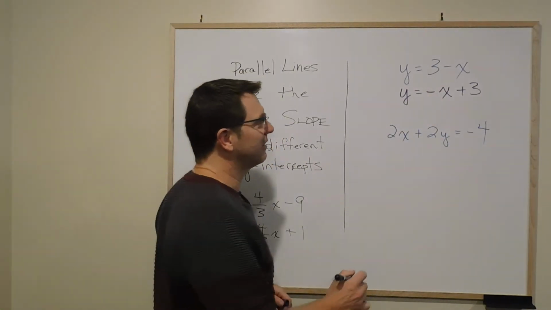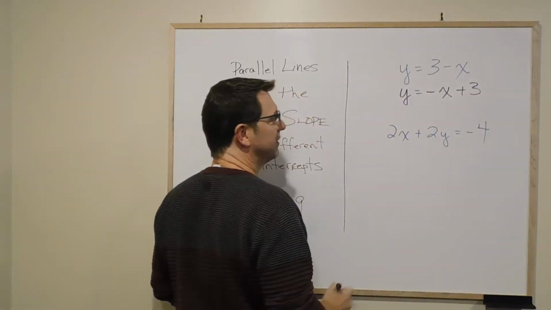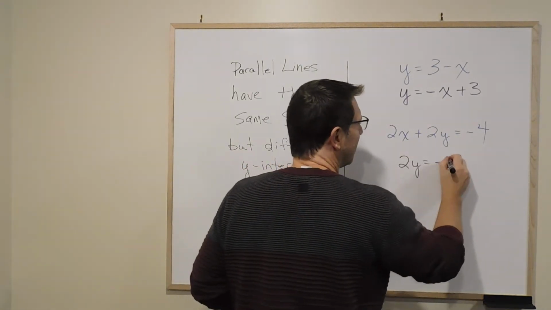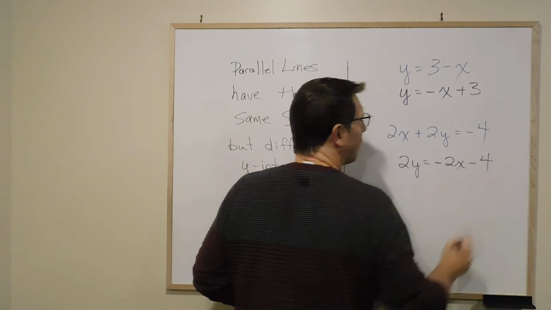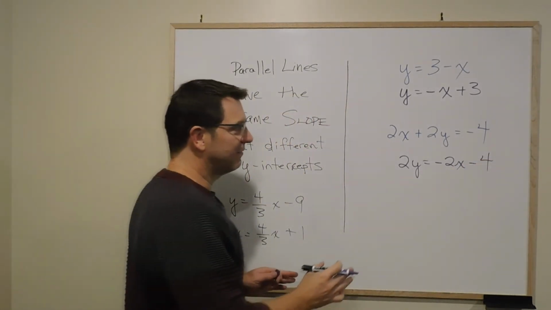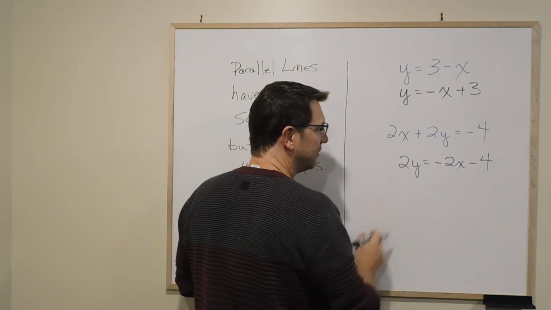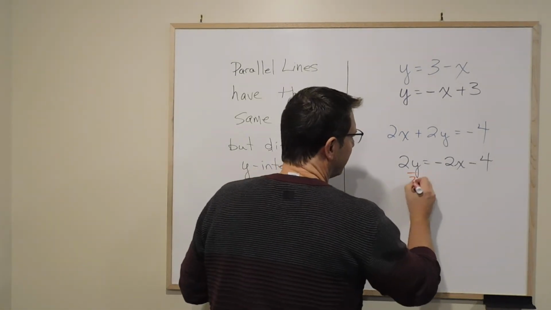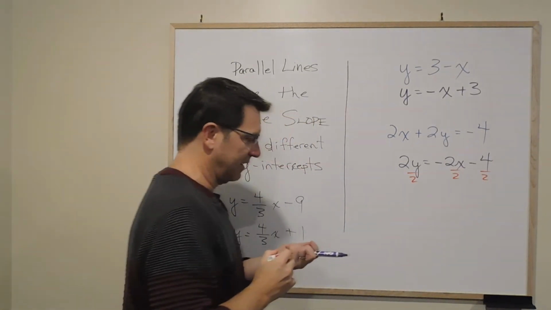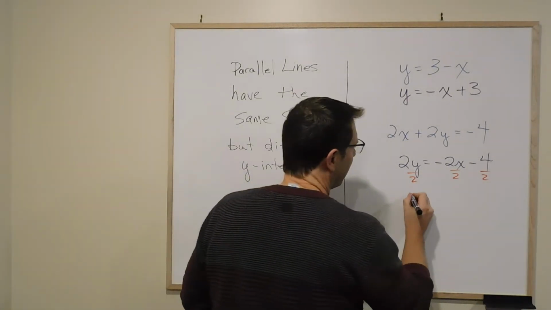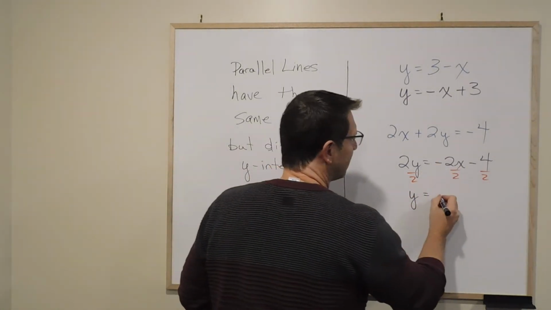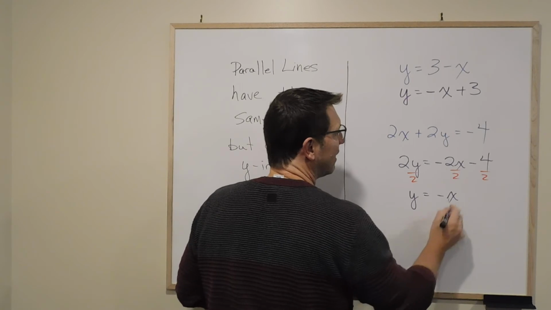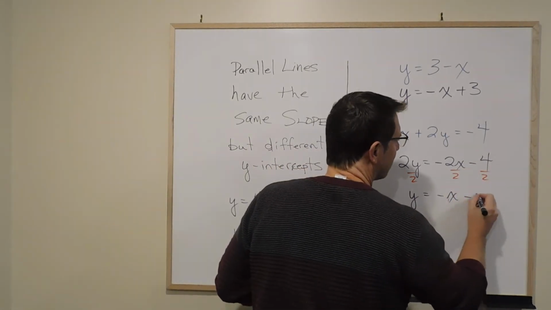If I do the same thing here, I'm going to bring the 2x over. 2y equals, I'm going to bring that over and put it right in there, negative 2x minus 4. Okay, now I need to divide by 2. So 2y divided by 2, and just a little reminder, to get y by itself, you need to divide everything by 2. Don't forget that. Okay, that's y. Negative 2 divided by 2 is negative 1. We don't have to show the 1, so it's just negative x. And minus 4 divided by 2 is a minus 2.